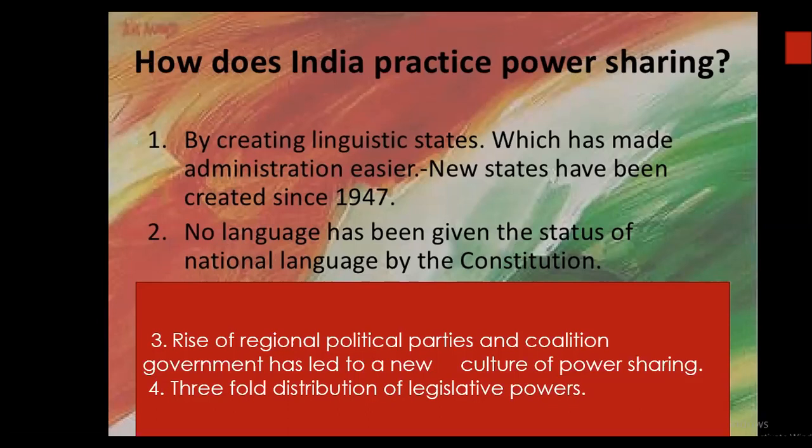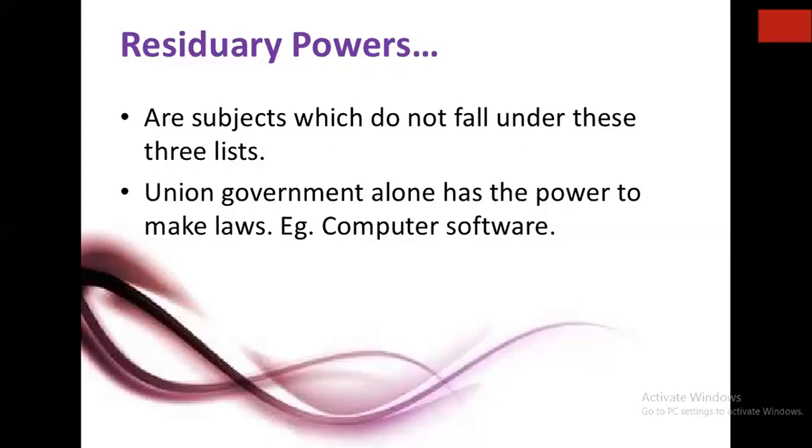Next, the rise of regional political parties and coalition government has led to a new culture of power sharing. And as I told you earlier, there is a threefold distribution of legislative powers. Because of all these things, India has become a federal country, and in this way they practice power sharing. Now, residuary subjects are subjects which do not fall under these three lists, as we have seen: union list, state list, and concurrent list.